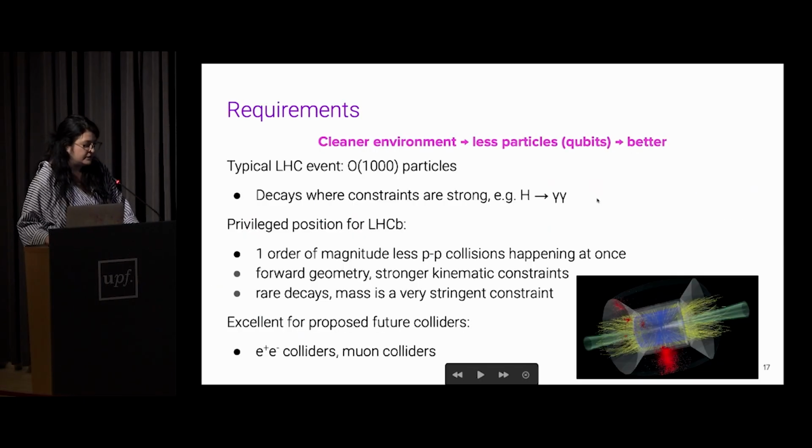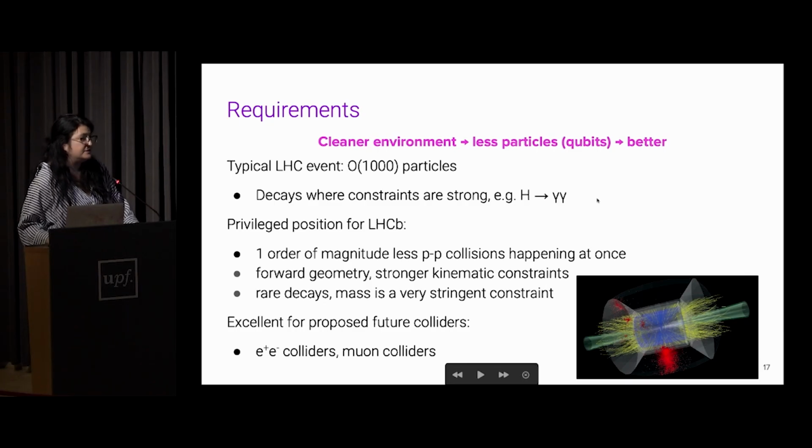Now, what do we actually need for this? We would need an analog quantum computer that has as many qubits as particles we have in this decay. A typical event at the LHC has 1,000 particles, which, okay, is not impossible, but it is a lot. But then if you constrain yourself to some cases, it can really go down. For example, rare decays, Higgs decays, which are very important for particle physics, as you can imagine.